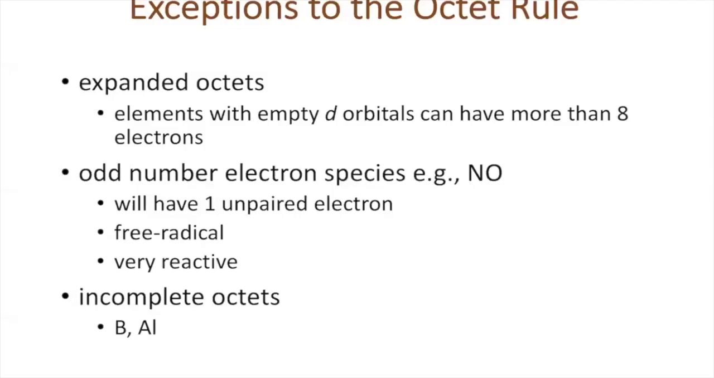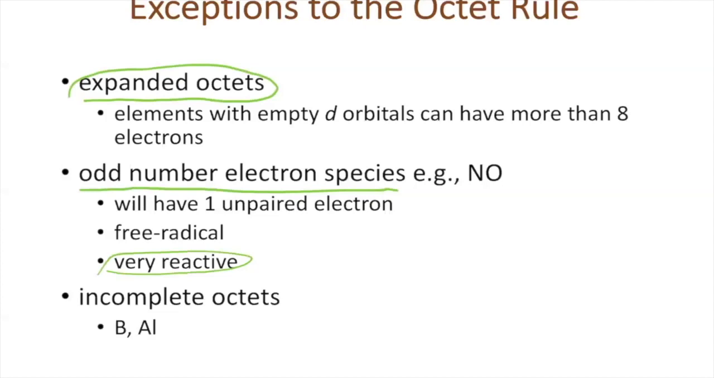As I mentioned earlier, there are some elements that are going to follow the expanded octet rule, and those are the atoms that are in row 3 or below. Sometimes you're going to have an odd number of electrons, such as in NO. When you have free or unpaired electrons, they tend to be very reactive. They're called free radicals. We also have exceptions to the octet rule, such as boron and aluminum.